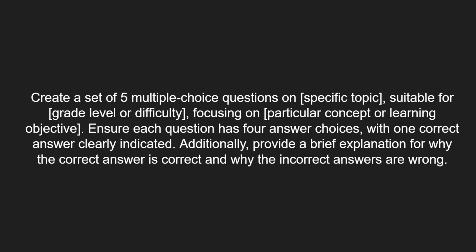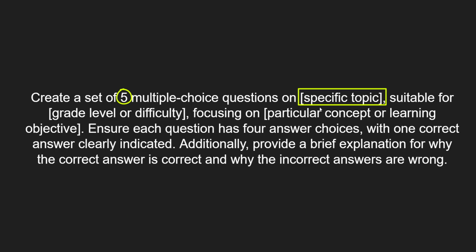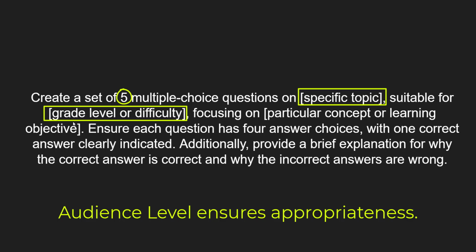So there are a number of reasons why the prompt works really effectively. The first thing is we do specify the number of questions. Now you can change that from 5 to whatever number you're interested in. The next thing is we specify the topic, so that ensures there's relevance in terms of how ChatGPT goes about generating the questions. The next thing that the prompt does is it specifies the audience level. So where it says grade level or difficulty, this ensures appropriateness of the question in terms of difficulty.